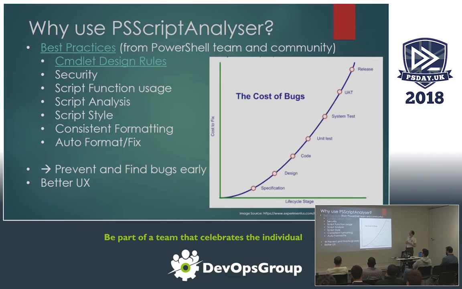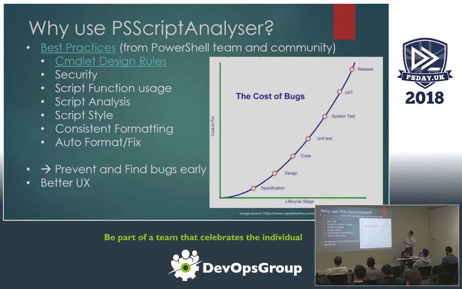But then later on more rules got added, so it's about cmdlet design, providing help, supports should process, security, how you use your script functions. There are certain known gotchas of certain functions, and it can warn you: did you really mean to use it in this way? Script analysis in general, dead code analysis, script style in general, formatting. You can enforce, if you like, the brace wherever you want the brace to be, and the spaces where you want them. So this is the formatting aspect of it.